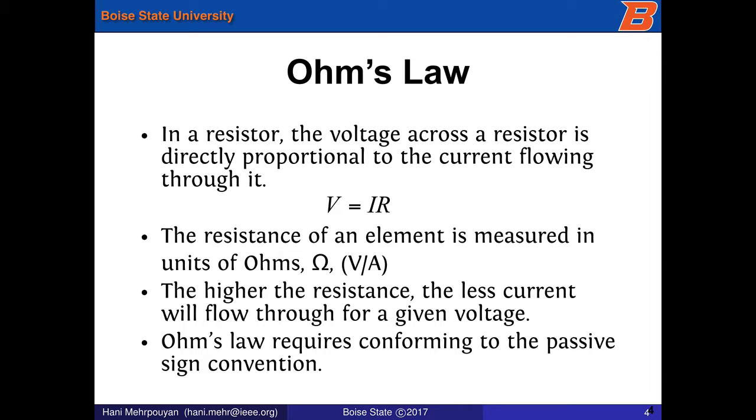The voltage across the resistor is directly proportional to the current flowing through it, and that is V equal to IR, which is Ohm's law. Now, the resistance is measured in ohms. Obviously, that is given by voltage divided by current, or amps, sorry. The higher the resistance, the less current will flow through an object for a given voltage.